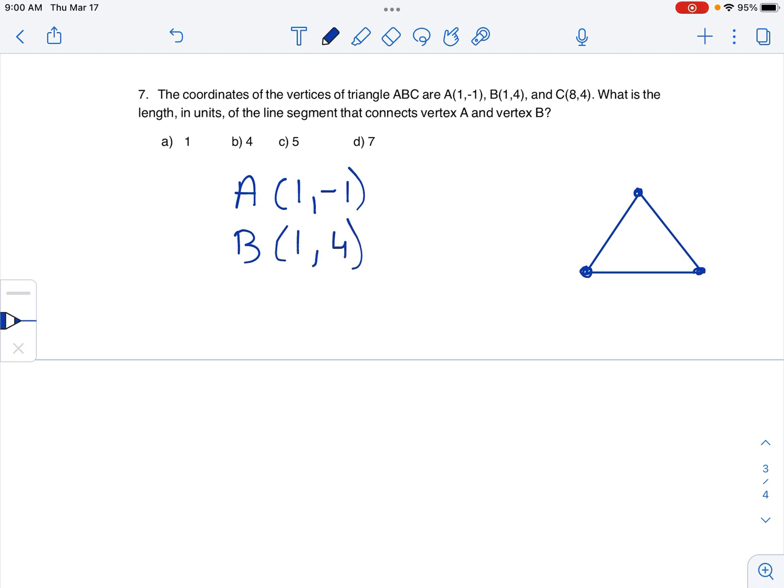All right, our x coordinates are the same. We're going to cross them out. And for the y coordinates, they are different signs. So we're going to be adding the absolute values. So the absolute value of 4 plus the absolute value of negative 1. So 4 plus 1 gives us 5. The distance is 5.